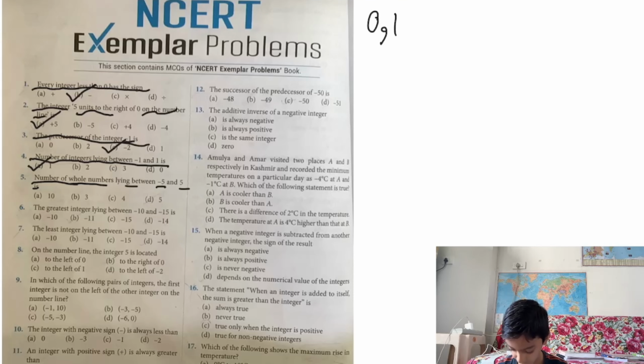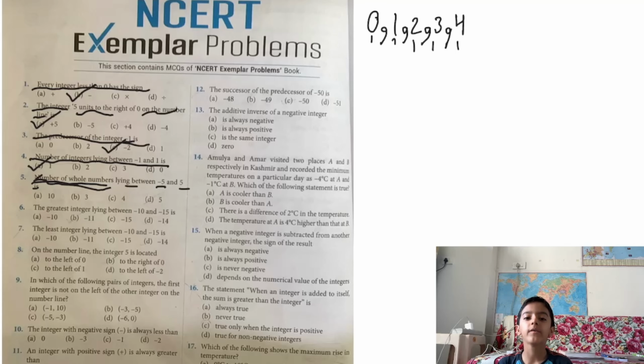1, yes, it's between minus 5 and 5. 2, it's also between minus 5 and 5. 3, it is also between minus 5 and 5. And 4, it is also between minus 5 and 5. We cannot write 5 because it is not between minus 5 and 5. So now they are asking the number of whole numbers. So here are 1, 2, 3, 4, 5. So there are 5 whole numbers lying between minus 5 and 5. So the correct answer of question 5 is option D, which is 5.